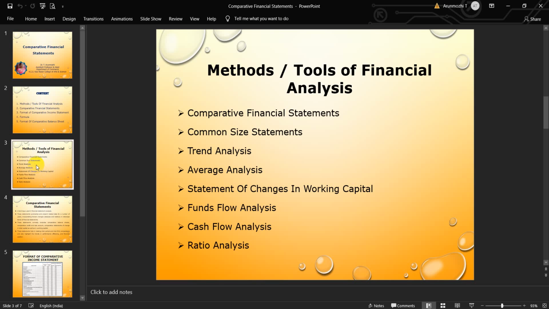Comparative financial statements. This statement refers to those statements which summarize and present accounting data for a number of years, incorporating therein changes, both absolute and relative, in individual items of financial statements. These statements mainly include comparative balance sheet and comparative income statement or profit and loss account.